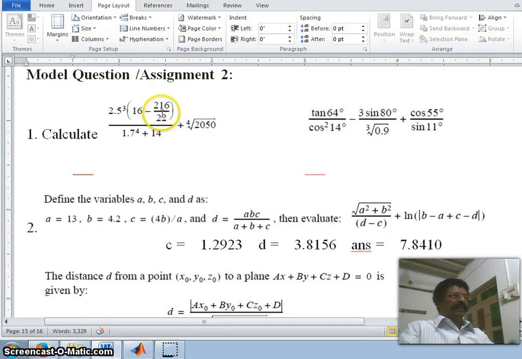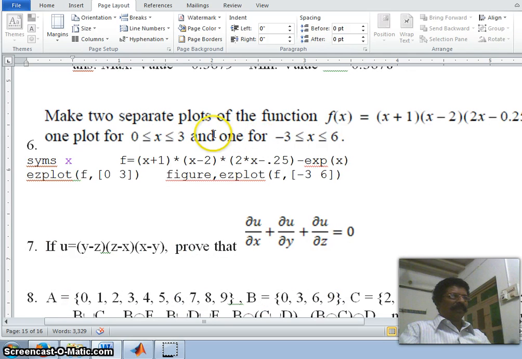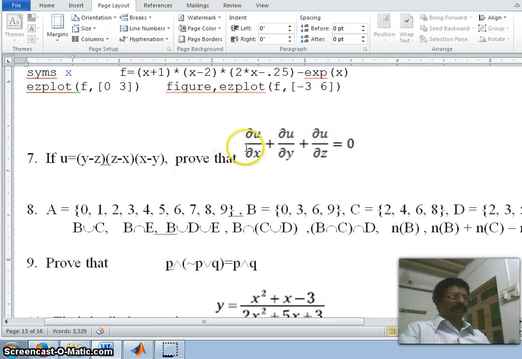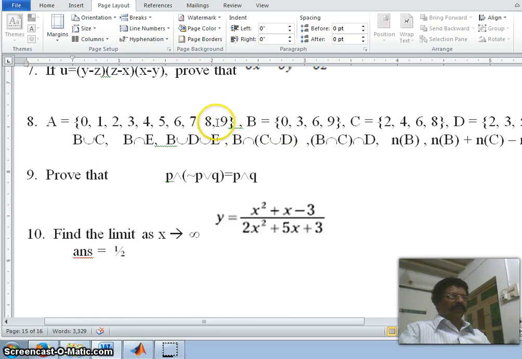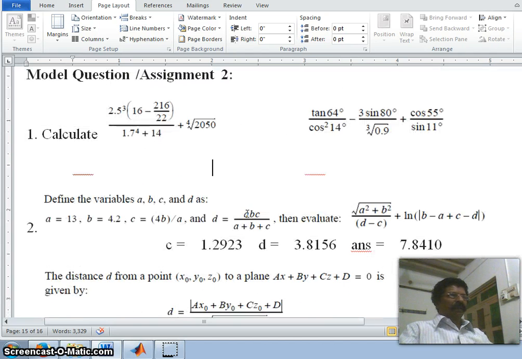Now, in this lecture we shall simplify some Matlab questions. Some few expressions are to be evaluated, and likewise some plotting, some on partial differential equations, and a few questions on set theory, Boolean logic and limits. So, let us start Matlab.